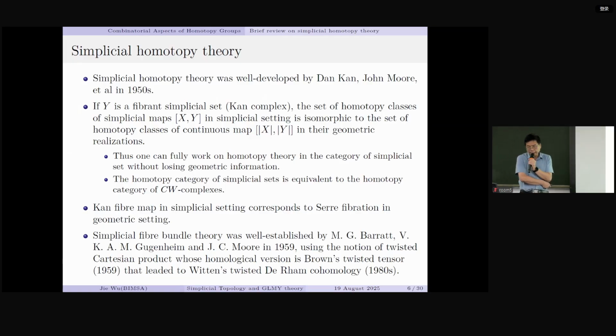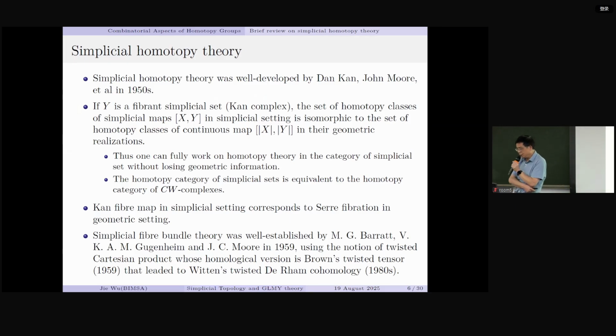Okay, so now another thing I would say that is important in homotopy theory is so-called fibrations. And in the simplicial setting, there's a corresponding fibered map. Geometric realization is actually a Serre fibration, which was proved by Quillen, I think, in the 1950s or 60s. Okay, now another important theme in geometry is about fiber bundles, right?